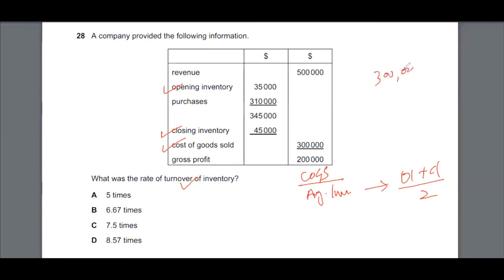So you take the COGS, which is $300,000. I will still write down the formula for you to follow. Then average inventory is going to be 35,000 plus 45,000 over 2, and this will give you the answer as option C, 7.5 times. So the answer to multiple choice 28 is option C.